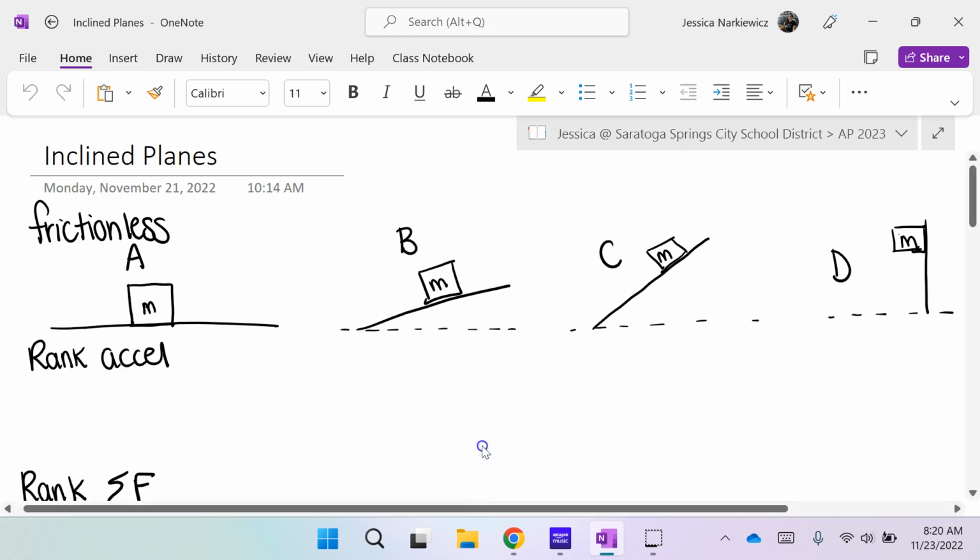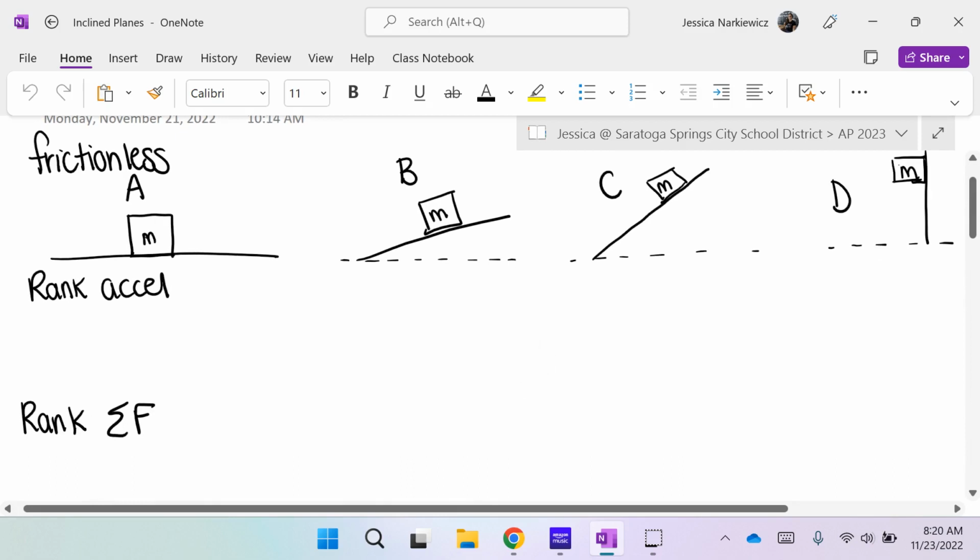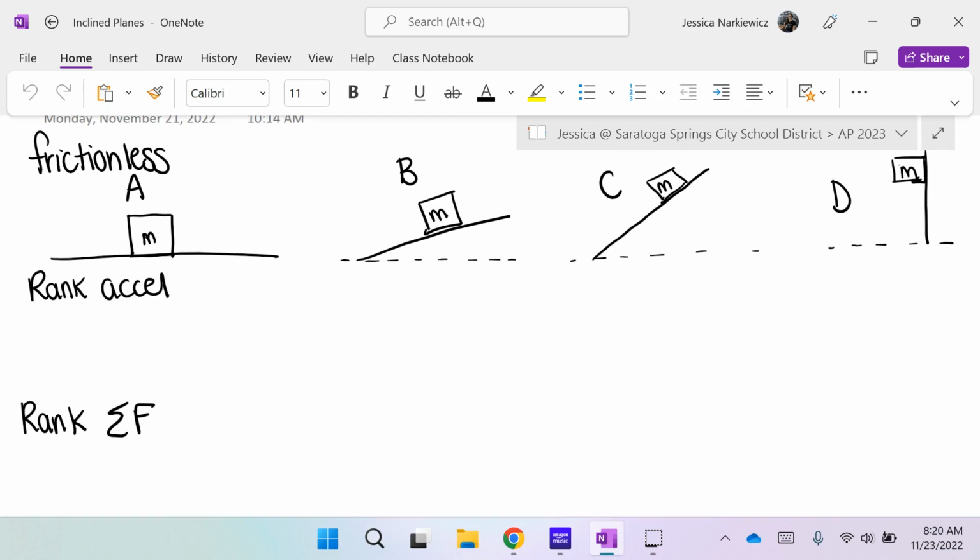So what I want you to do is to think about how we could rank the acceleration of these objects, and how we could rank the net force of these objects. So go ahead and pause the video, and take like a minute or 30 seconds or so to do that.